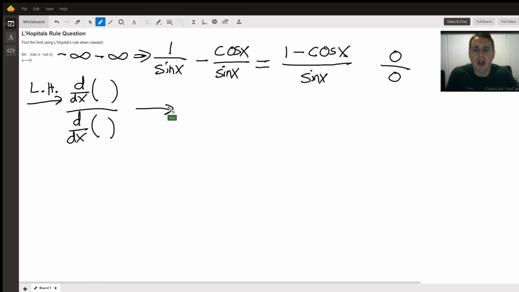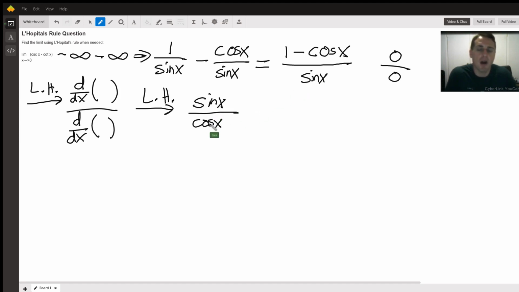So that process, I'll just write LH for L'Hopital's rule, is the derivative of this numerator with respect to x. Well, the derivative of a constant is 0, and the derivative of cosine x is negative sine x. But there's also a minus sign here, so we'll get just a positive sine x. And indeed, the derivative of sine x is cosine x.